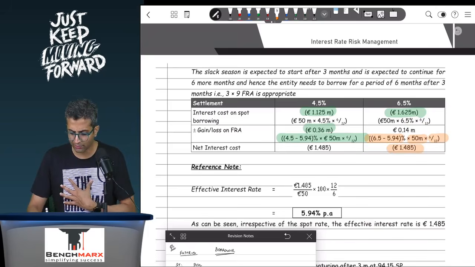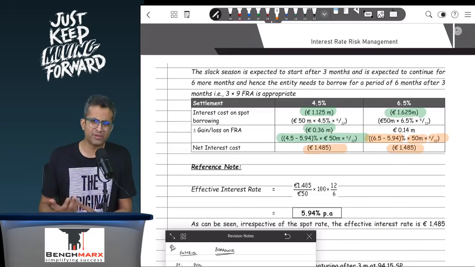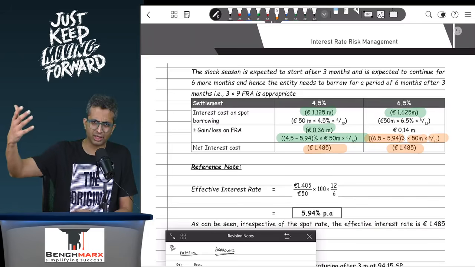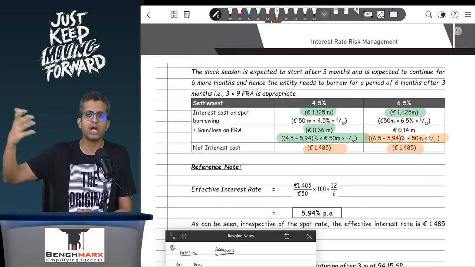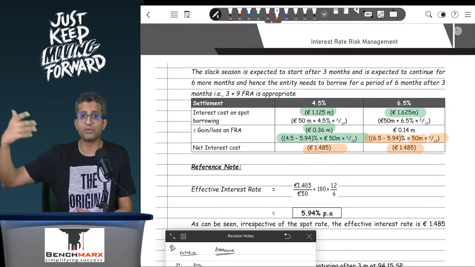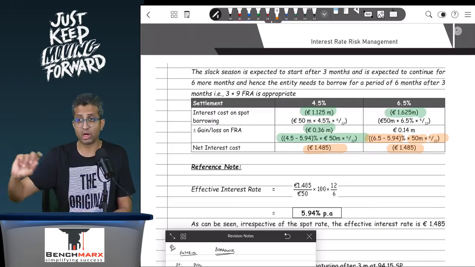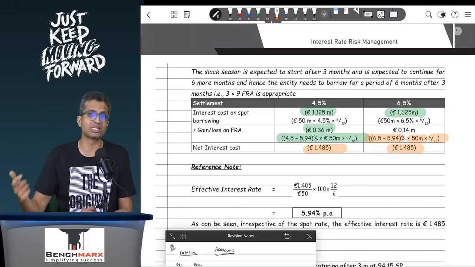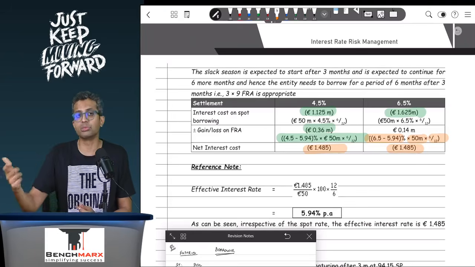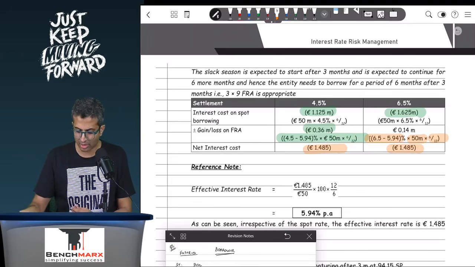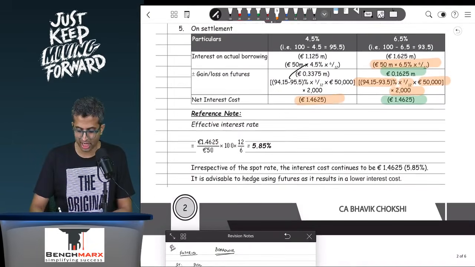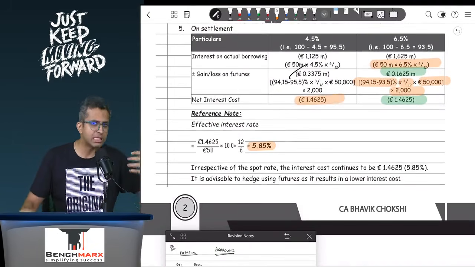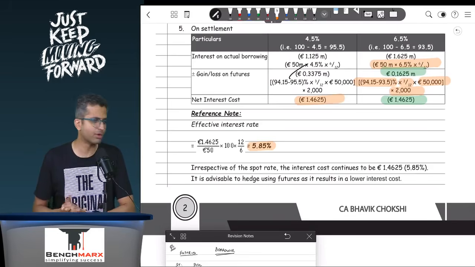which will come to 1.485. Now, if you want to find the effective interest in either case, you will take the interest, that is 1.485, divided by the borrowing, for example, 50 million euros into 100. Now, that is 1.485 for a 6-month borrowing. So, for 12 months, it will be how much? Into 12 by 6. And that will give you your effective interest rate, let us say at 5.94 or let us say at 5.85. So, we are just trying to quickly scan through the question so that you have a reasonably good understanding if it comes.